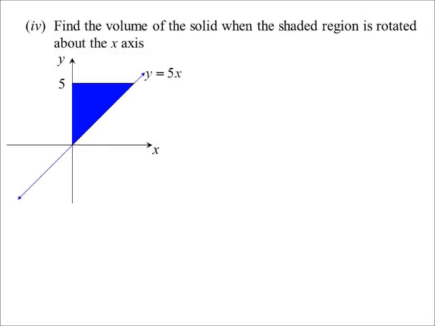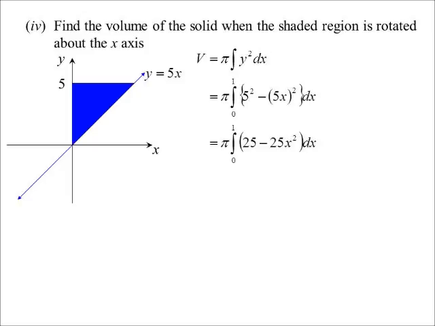Now, let's have a look at this shape. It's the shaded bit, the bit I've got shaded in blue. We're going to go about the x-axis. So when I rotate that one, I've got to be careful because it's actually the area above the line that's going to create the solid. So what I've really got is area between two curves that I'm rotating.